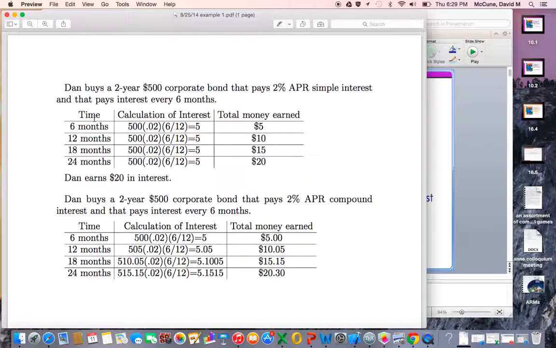Now, after 12 months, the fact that you've earned this $5 is irrelevant. You use the exact same number here for principal. So you do PRT again, where P is still $500, and your interest is still $5. So after 12 months, the total amount of money you've earned is $10.